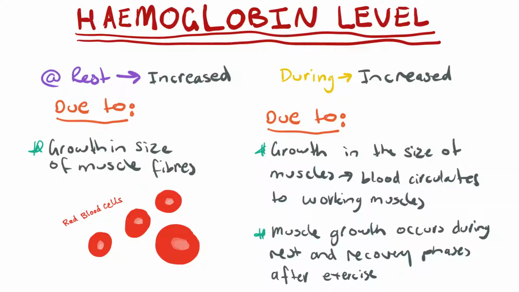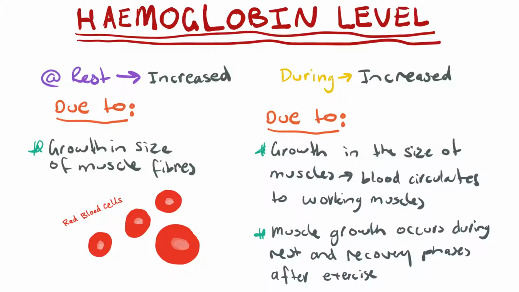So how are hemoglobin levels affected with training? When we look at rest and during exercise, our hemoglobin levels are increased the more we train. And this is due to a growth in size of the muscle fibers. So obviously the more muscle we have, the more blood and the more hemoglobin that is traveling around our body, because blood circulates to working muscles to provide the muscles with oxygen, to provide with energy. Now, when we look at during training, it's increased. One of the reasons is because the muscle growth occurs during rest and recovery phases after exercise, okay?